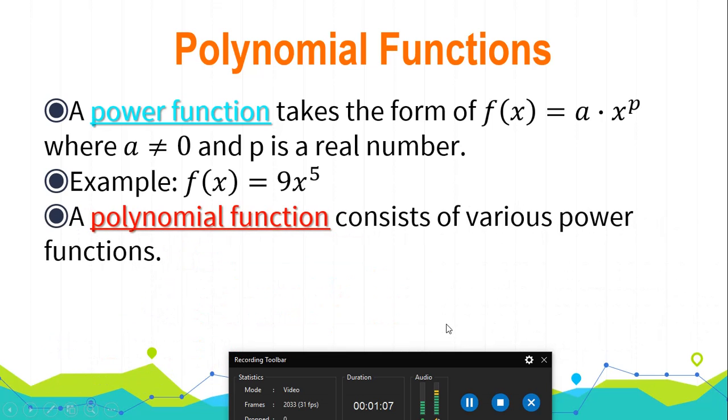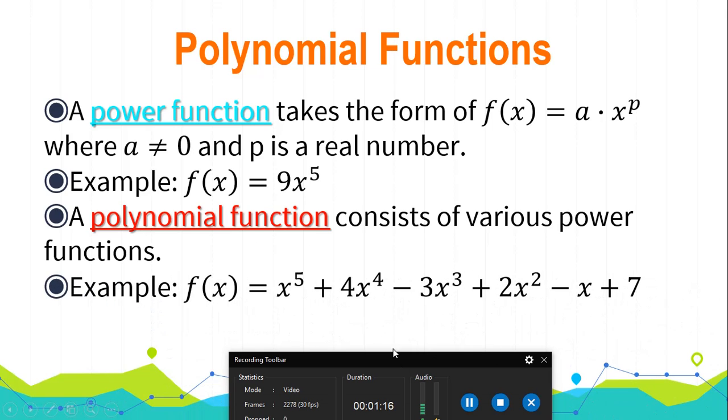What we can do, though, is we can combine several power functions to make what's called a polynomial function. And here's an example of a polynomial function. And you can see that we have 6 terms in this function. The graph of this is going to be very curvy. It will look like a roller coaster.